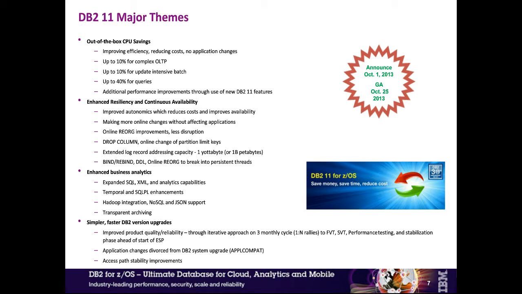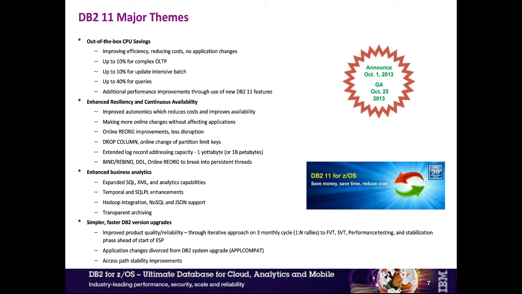The last theme here is simpler, faster DB2 version upgrades. The first subtopic there is improved product quality and reliability. And this has come about as a result of the iterative approach we've adopted in version 11, where we're following an agile methodology on 3-month rallies. And as we go through each cycle, each rally, we're actually doing a full cycle of functional, system, and performance testing, and also getting the high-impact defects fixed before we move on to the next 3-monthly cycle.